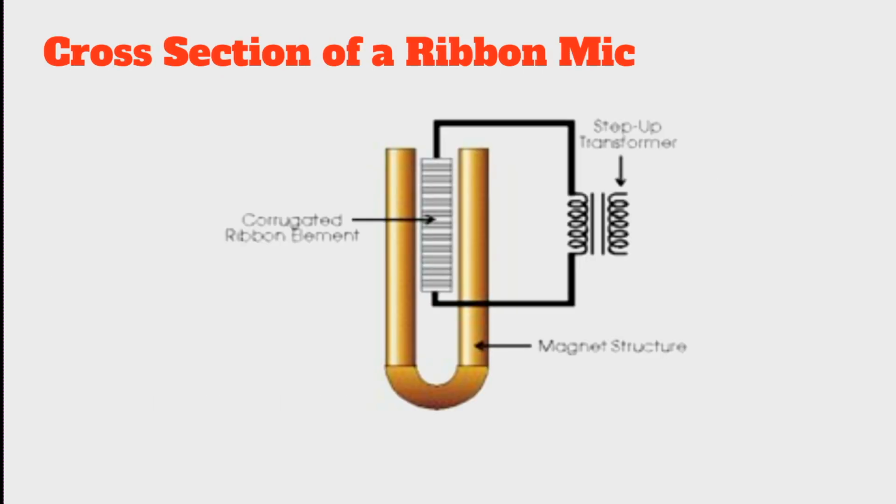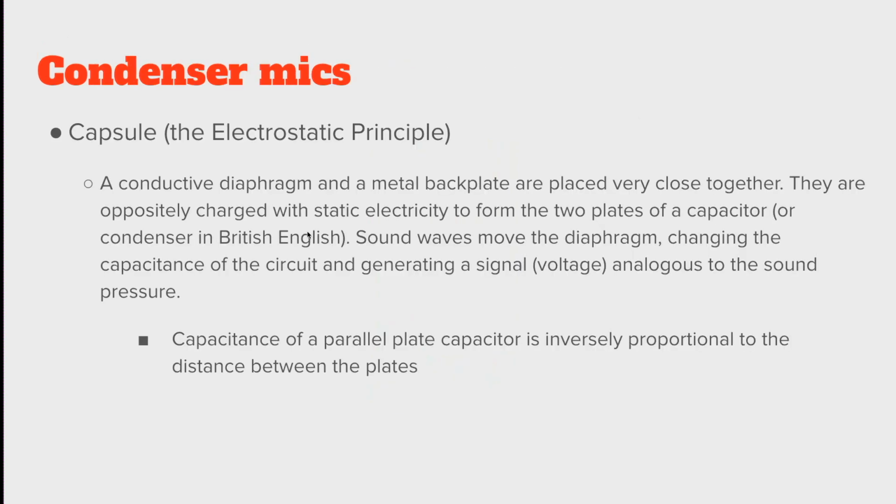So here we see a cross-section of a ribbon microphone. And again, just like with the moving coil microphone, we have a magnet, in this case a U-shaped magnet, and in between we have that corrugated ribbon. Again, it's folded many, many times. And that itself is actually directly wired to, in this case, a step-up transformer to increase the output and provide the appropriate impedance for circuitry downstream from this microphone.